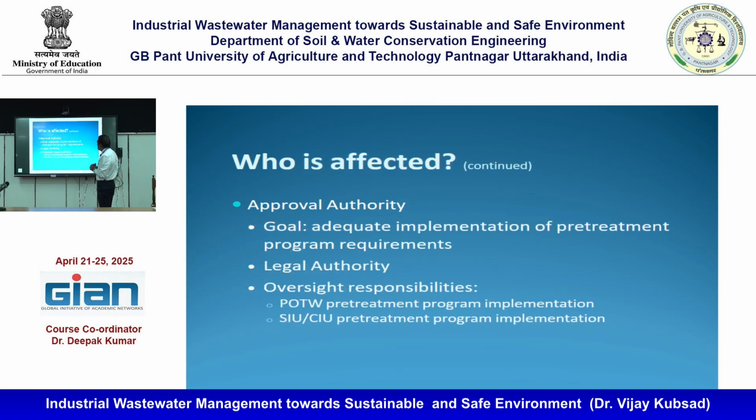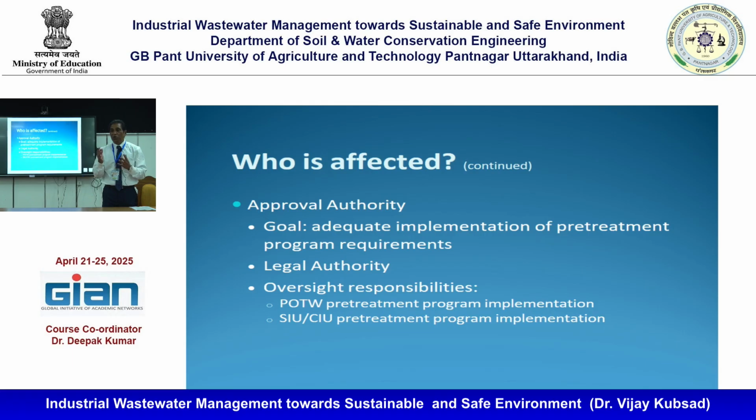Then the approval authority, what is the goal? Adequate implementation of a pre-treatment program: legal authority, oversight responsibility, POTW pre-treatment program implementation, SIU and CIU pre-treatment program implementation. How do you implement it? That is the bigger responsibility. You can understand how big the responsibility is when there is great value for human beings, right? Without knowing, they will be affected. That is why I was mentioning this course is important. It will give you a little insight into how much our people are exposed to this kind of activity.